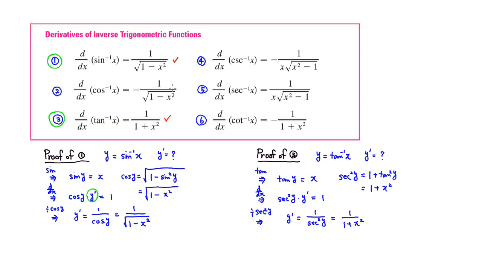All the other ones can be proven by a similar method, so I'm not going to go through that. But the most popular ones that show up quite often are number 1 and number 3. All right, that's it. I hope that this was clear.